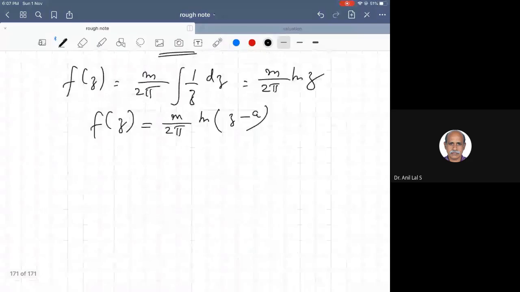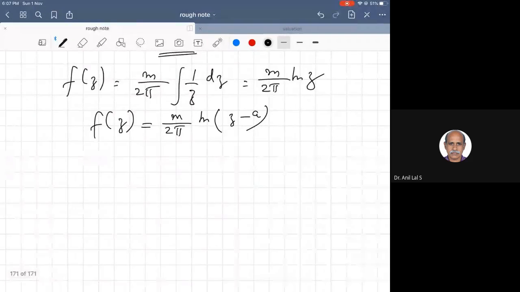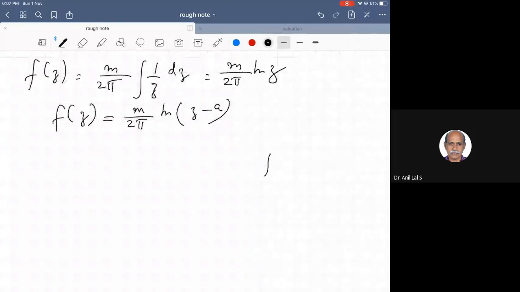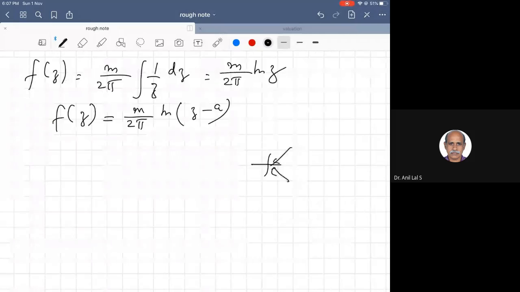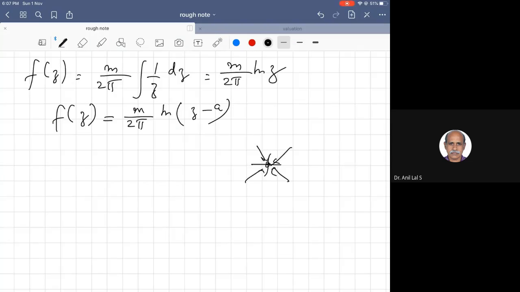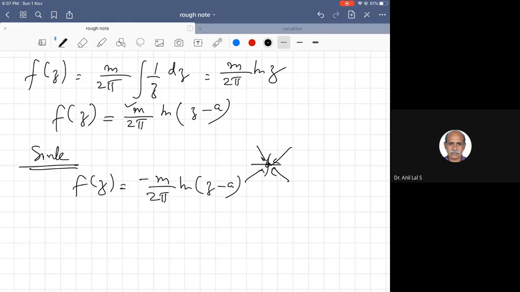This is about the source. Similarly we can write for the sink. The difference is that in a sink the flow disappears at that point. So flow comes like this and disappears at this end. So this is what a sink is. The only difference is that the strength becomes minus m. So if there is a sink, then f is equal to minus m by 2 pi logarithm of z minus A. This is about a sink.